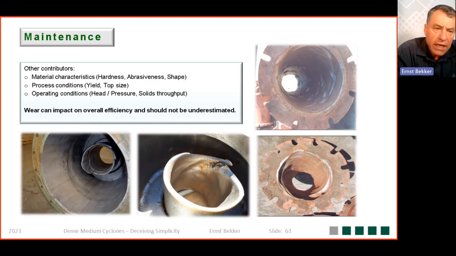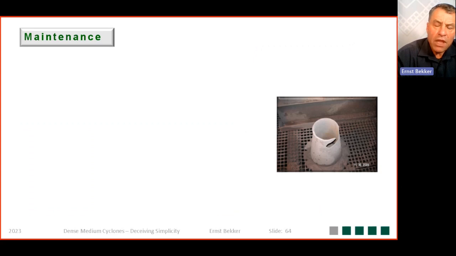You will see on the bottom left and middle picture also that the vortex finder can be exposed to high wear. That is where high yields to the overflow is applicable. So being able to inspect the cyclone is of paramount importance. That will just prevent unplanned failures.